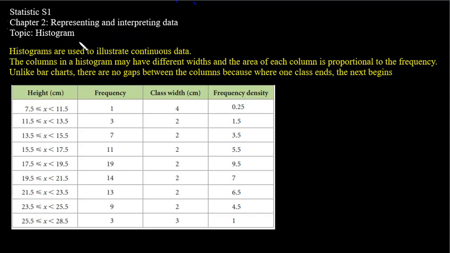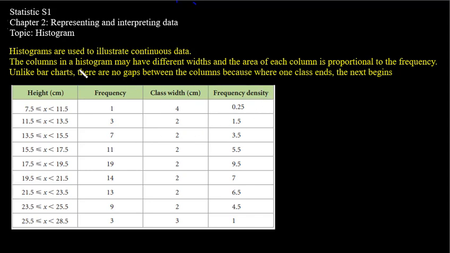Topic: Histogram. Histograms are used to illustrate continuous data. For the data set below, the data move from 7.5 to 11.5, and then they keep moving from 11.5 up to 28.5. So they are called continuous data. Data which has no gap in between, we call continuous data.